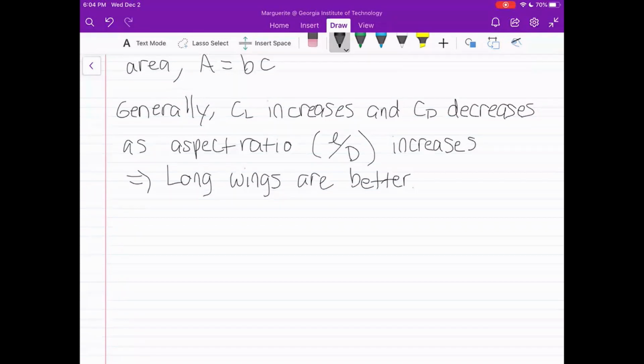Okay. Any more questions? Someone asked, so it acts more like a parachute. Could you give me a little more detail about what you are referring to? The paper airplane?